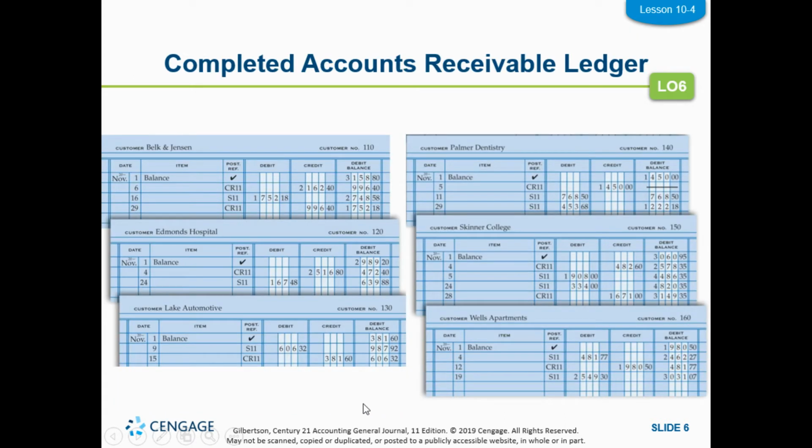Okay, well, that was quite a bit there. All right, we just did the 5-step posting process. Now we have our completed accounts receivable. All right. And the debit balance at the end of the month that we show here for each customer represents how much that customer owes our business.